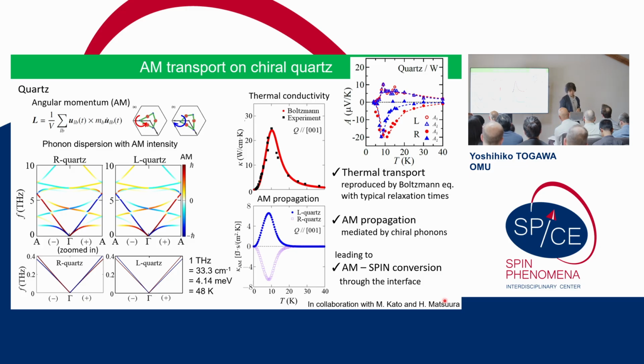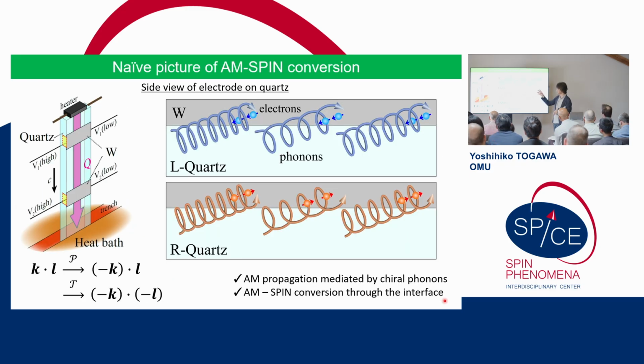So chiral phonons can induce a spin signal in a transverse direction. But the problem is how to understand the mechanism behind such a phenomenon. Here we have the cross-section of this device. We have an electrode, and a bulk crystal in which chiral phonons propagate. But how can we convert the angular momentum from here to there, and from the atomic system to the electric system? It's a very big issue to understand.